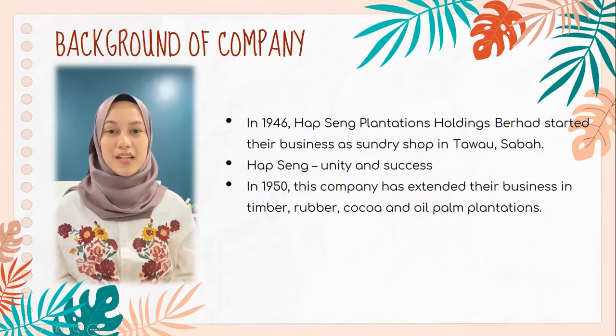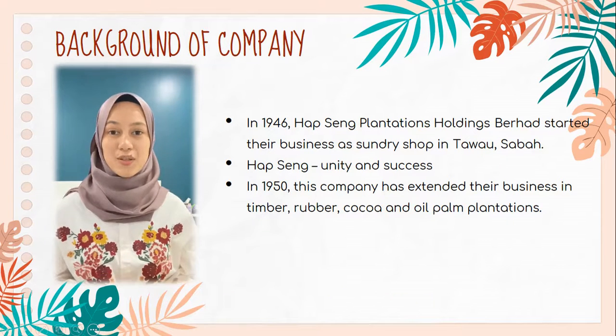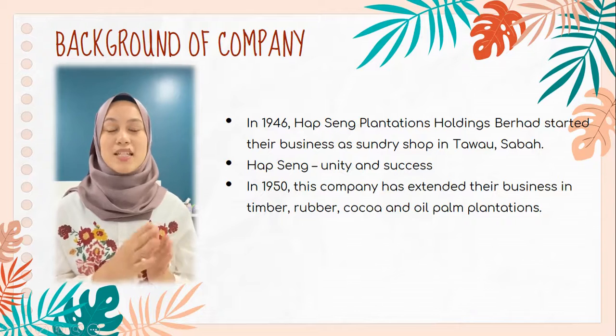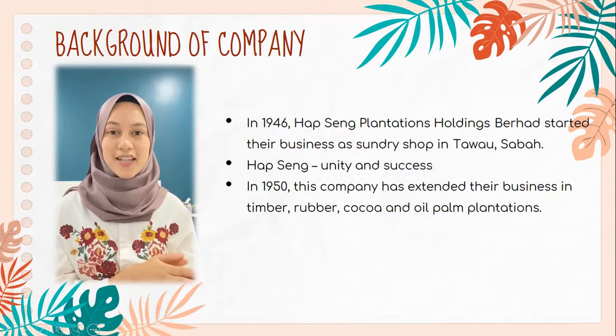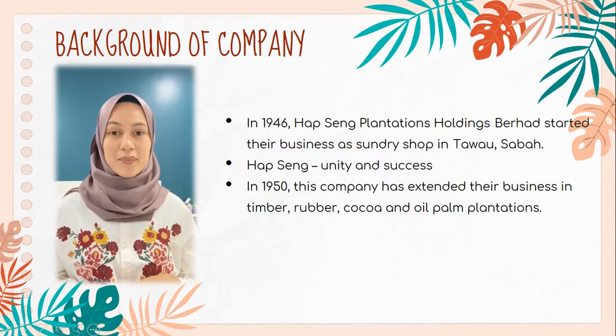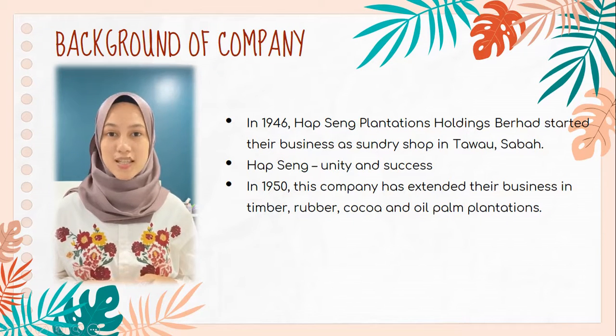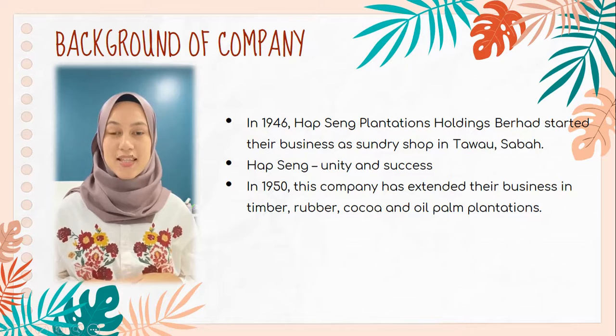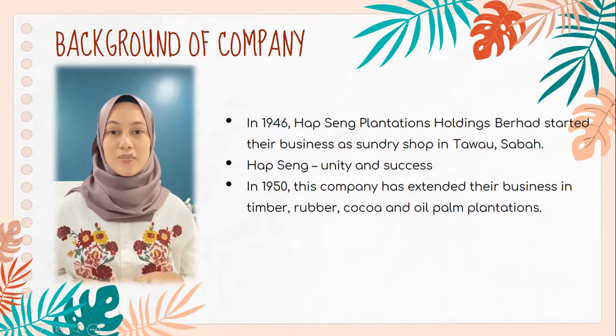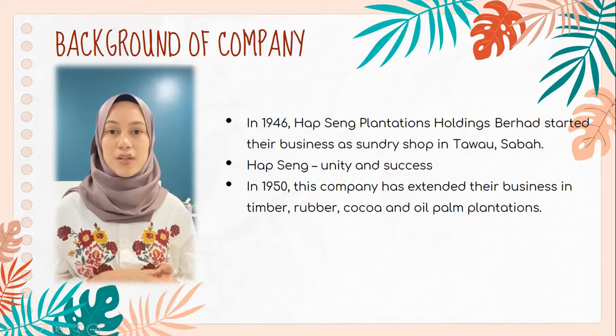So here's a little background of the company that we have analyzed throughout the completion of this assignment, which is Hapseng Plantations Holding Berhad. This company started up their business in Tawau, Sabah as a sandal shop in the year 1946. Hapseng means unity and success. In 1950, Hapseng decided to expand their business further by exploring timber, rubber, cocoa, and oil palm sectors with the incorporation of the River Estates Limited.